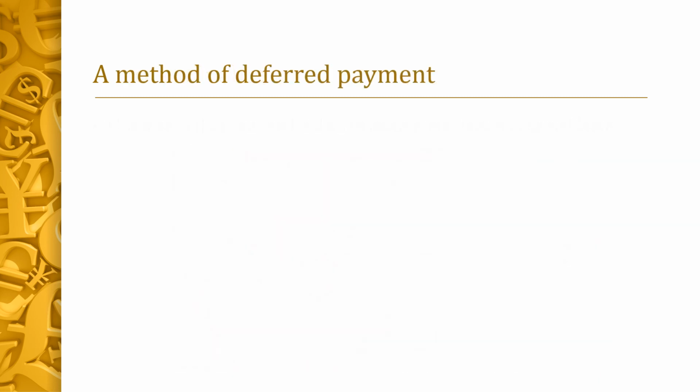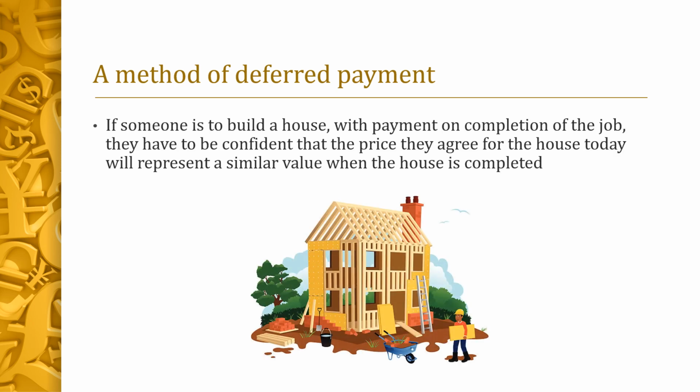Money acting as a method of deferred payment can best be described with an example. If someone was to build a house with payment on completion of the job, they have to be confident that the price they agree for the house today will represent a similar value when the house is completed and they get paid.